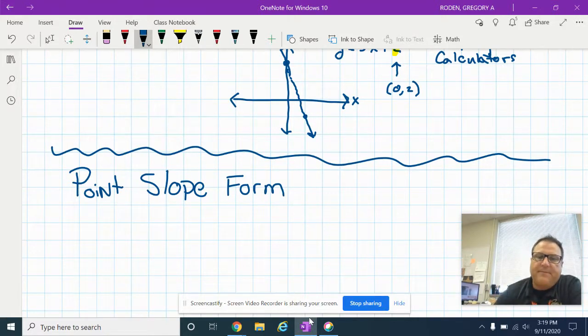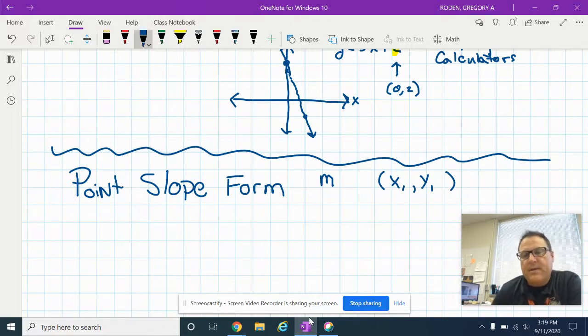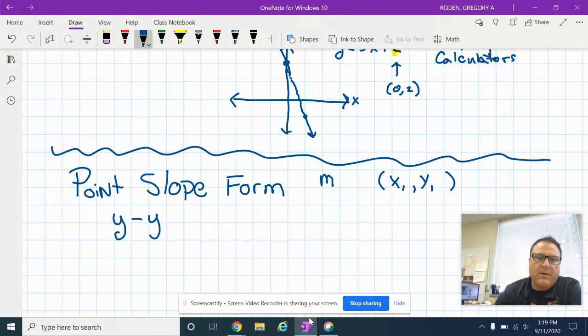If you have an m, which is your slope, and then you're given an x1, y1, and that can just be any point on the graph. So if you're given a slope and a specific point on the graph, you can just automatically write it into an equation. So point-slope says this: y minus y1 is equal to m times x minus x1. And that's our point-slope form.